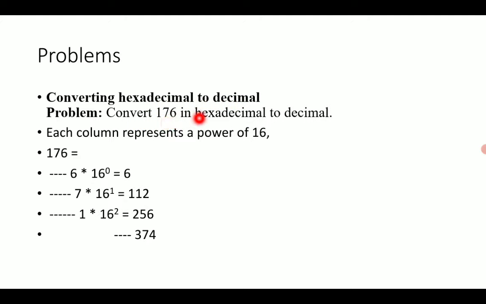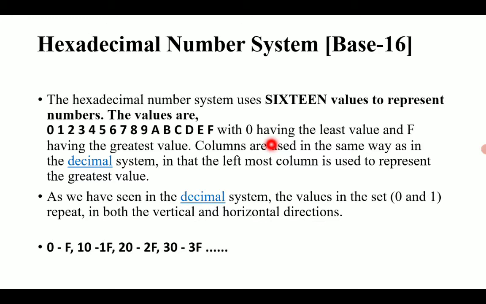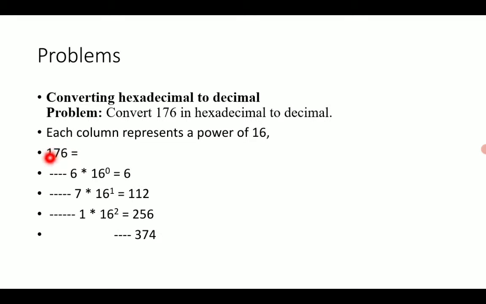Convert 176 from hexadecimal into decimal systems. So how can you convert a hexadecimal to decimal? You can see 176 with 1 having the most significant bit and 6 having the least significant bit. That is being shown here. In the same way, the leftmost column is used to represent the greatest value.